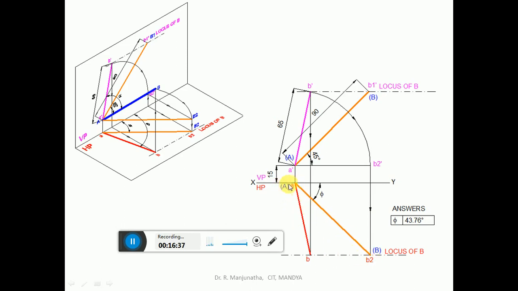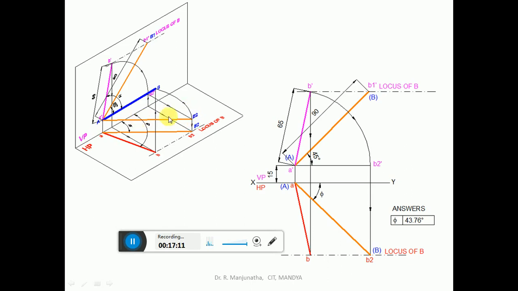Denote this by capital A and capital B. The inclination made by this with respect to VP is phi. So mark this phi and identify it. Measure the angle. This is what we have done: with A as center, take the radius of AB, then draw an arc such that B touches B2, so that both capital A and B2 are above HP by 15 mm, and this will be the line parallel to HP.